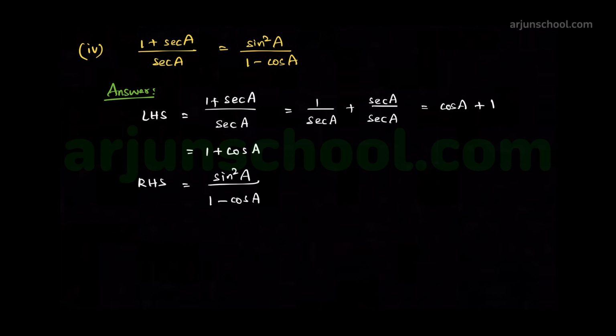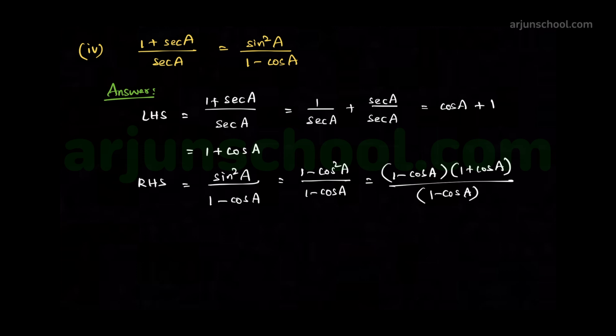From the identity sin² a plus cos² a is equal to 1, we can write sin² a is equal to 1 minus cos² a, which is equal to 1 minus cos a of 1 plus cos a. This is from a² minus b² is equal to a minus b of a plus b. Therefore, RHS becomes 1 minus cos a of 1 plus cos a by 1 minus cos a. We can cancel 1 minus cos a from both numerator and denominator, which becomes 1 plus cos a. We got LHS is equal to 1 plus cos a and RHS is equal to 1 plus cos a. So LHS is equal to RHS.